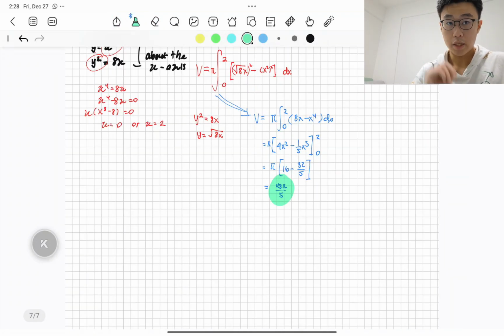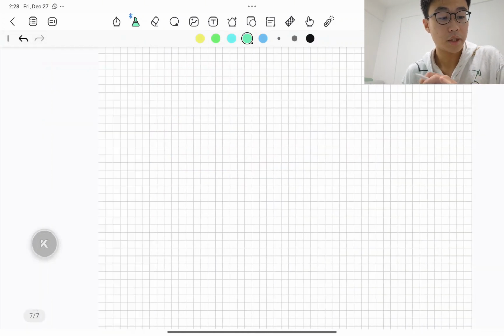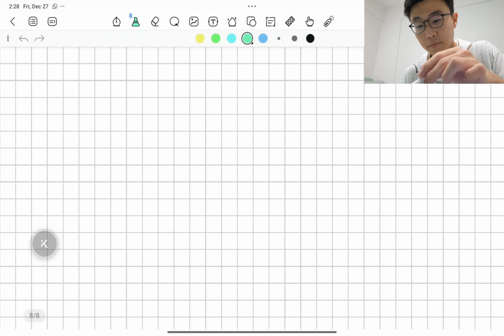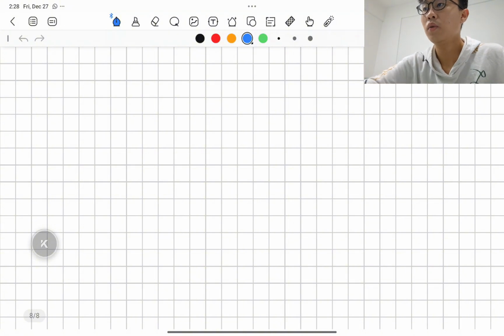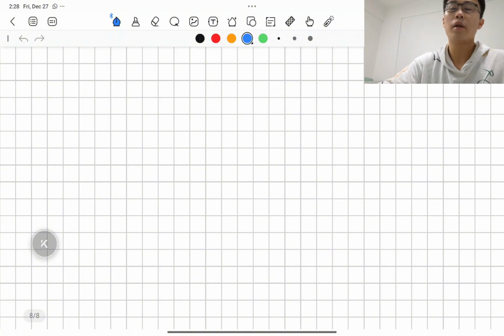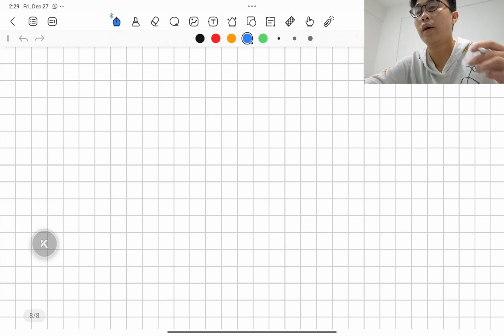Okay, that's how to use the washer method. Now, last but not least, we'll discuss moments and center of mass. The center of mass is the point on which a thin plate of any given shape balances, and a moment is the product of the mass of a particle and its directed distance from a point. Let's go directly to the formula because it will take a long time to explain.